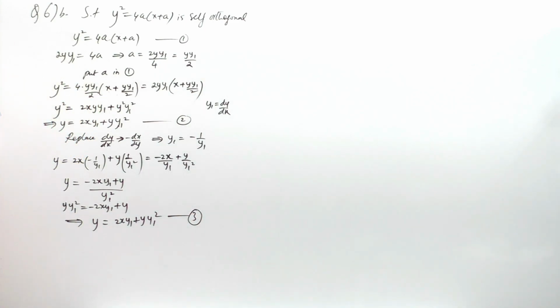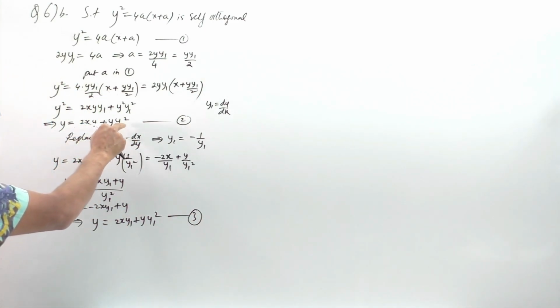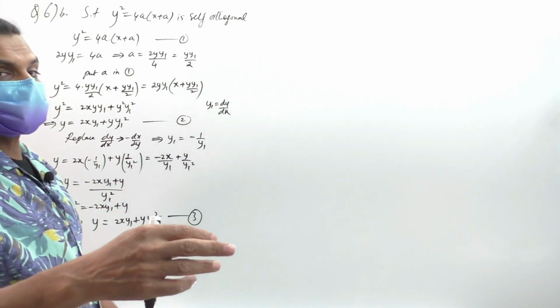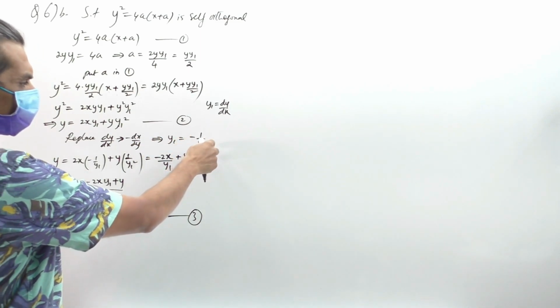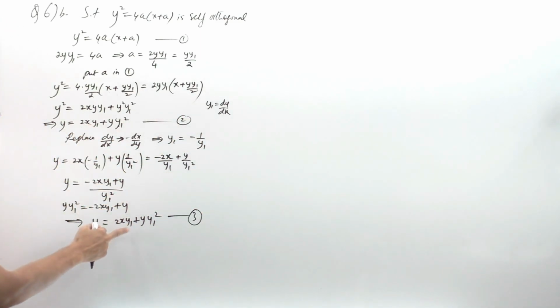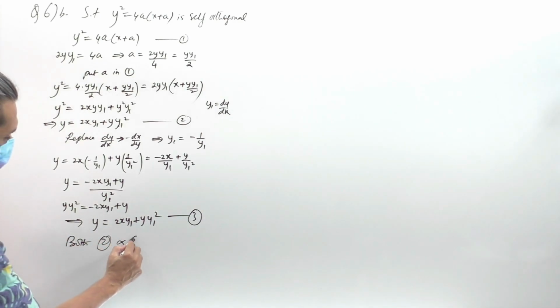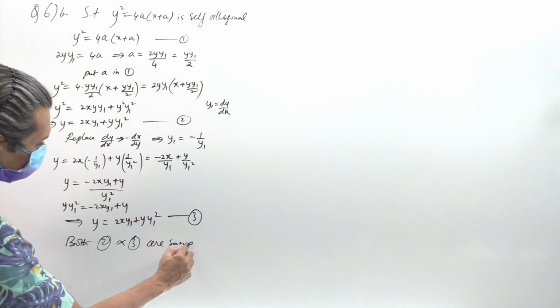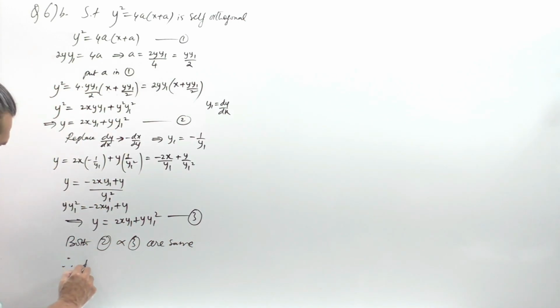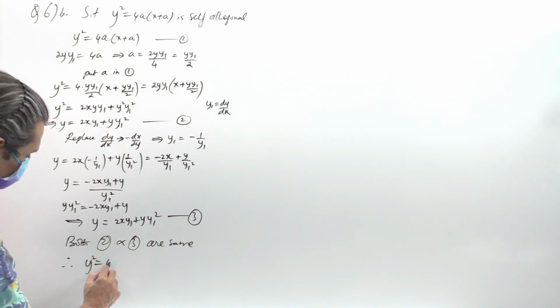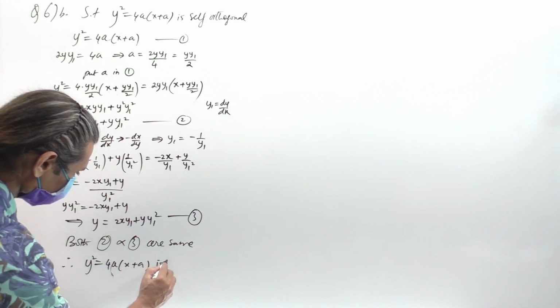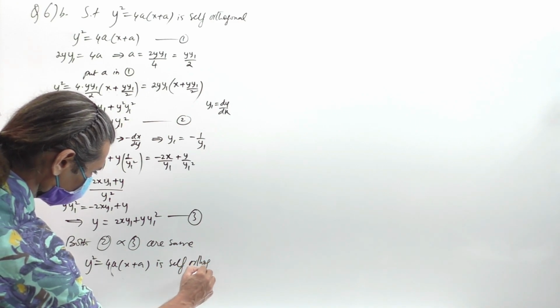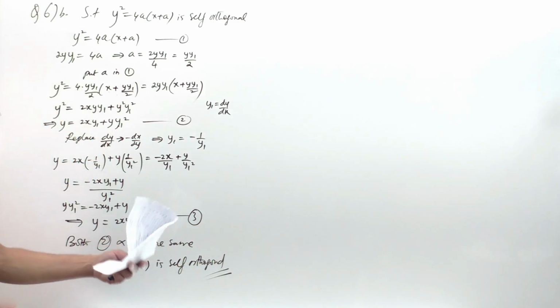Now see, we got a differential equation in 3, y is equal to 2x y1 plus y y1 square. To find the orthogonal trajectories, we replace dy by dx with minus dx by dy, or minus 1 by y1. When you apply it, we get the same equation, see. So both 2 and 3 are same. Therefore, we can write that the parabola y square is equal to 4a into x plus a is self orthogonal. That's it. This is how it's done.